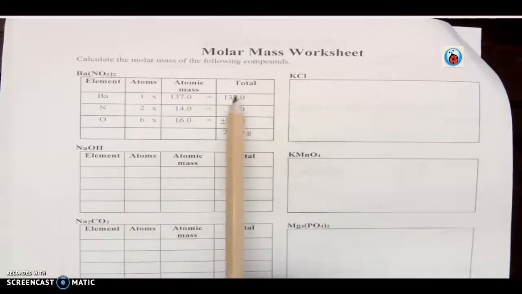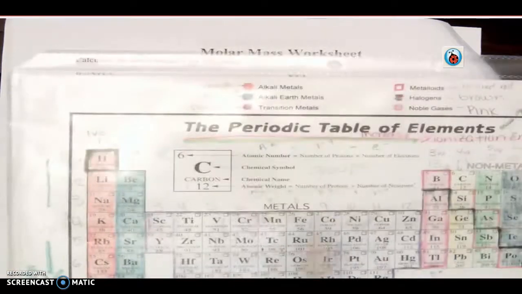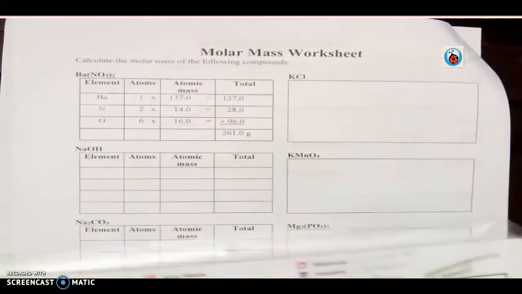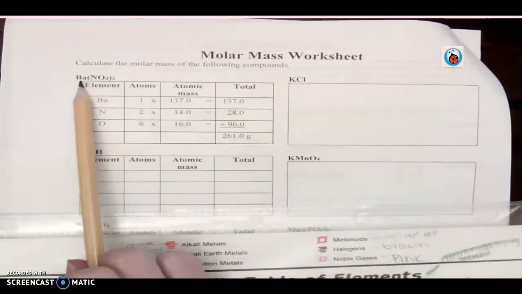Okay, how are we going to solve for molar mass? So you're going to need a periodic table, because we're going to use our atomic weights on our periodic table. So grab that. And then let's look at our first compound here.